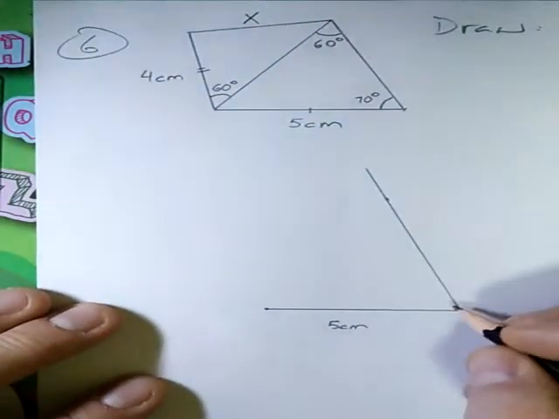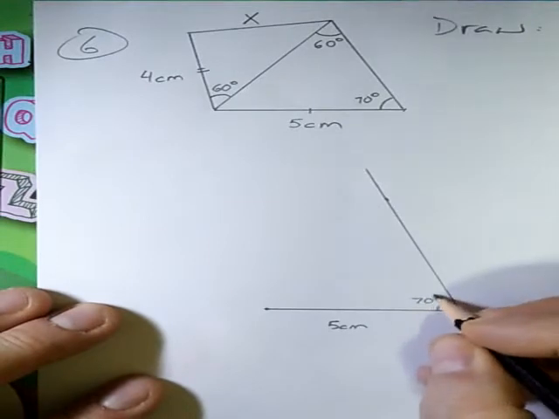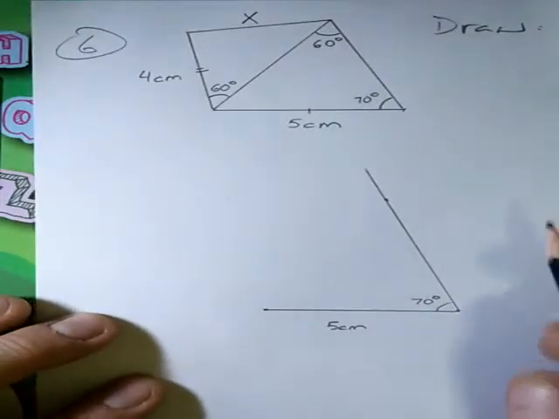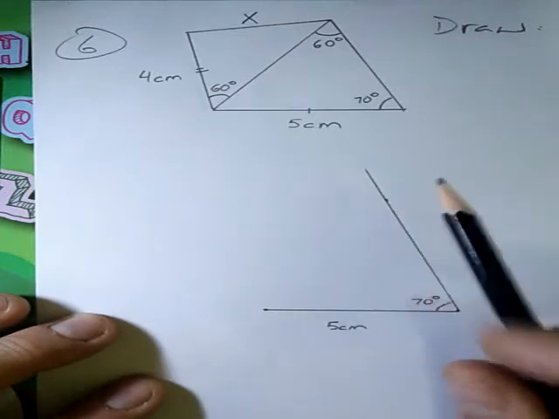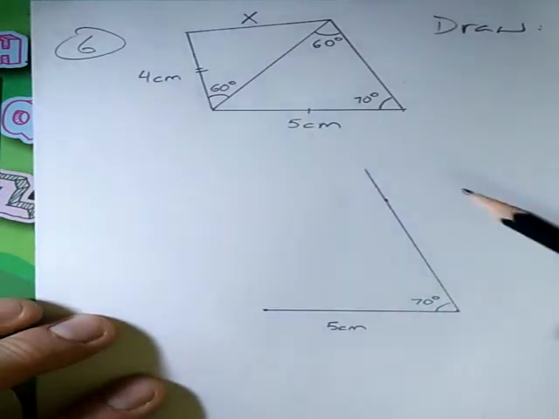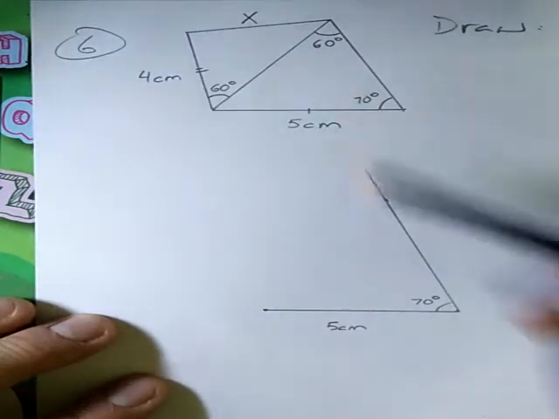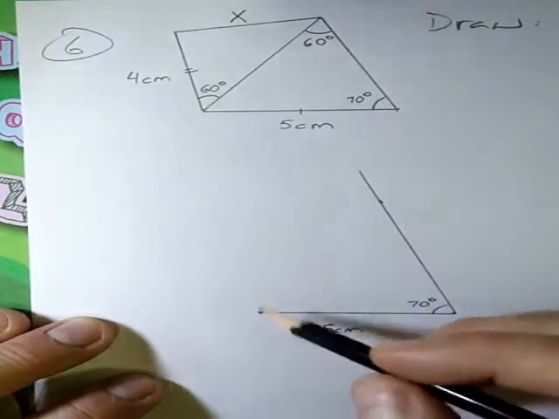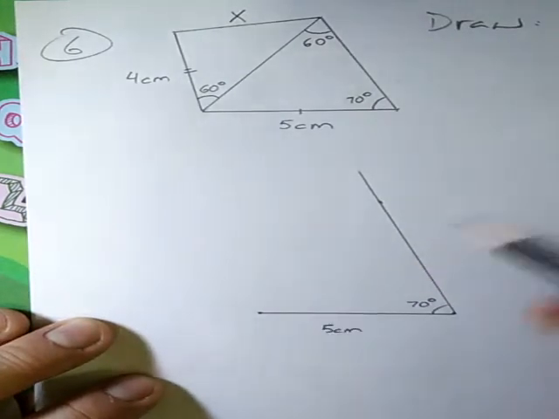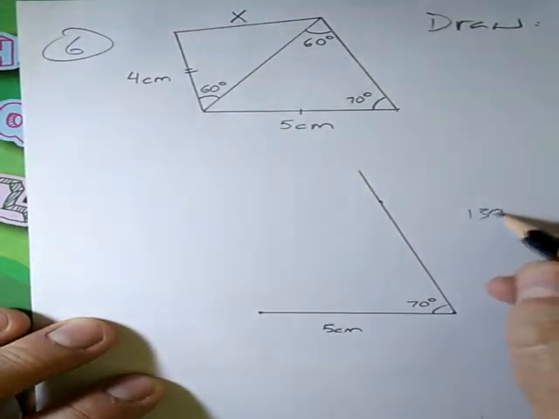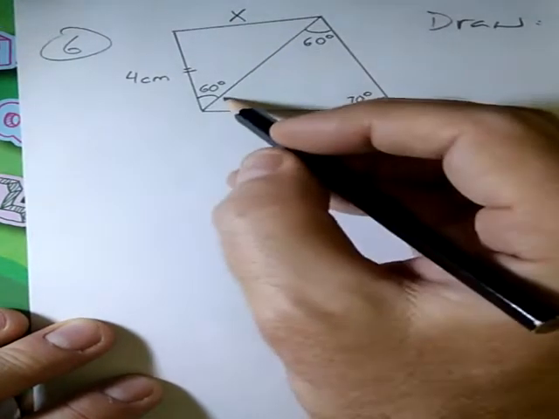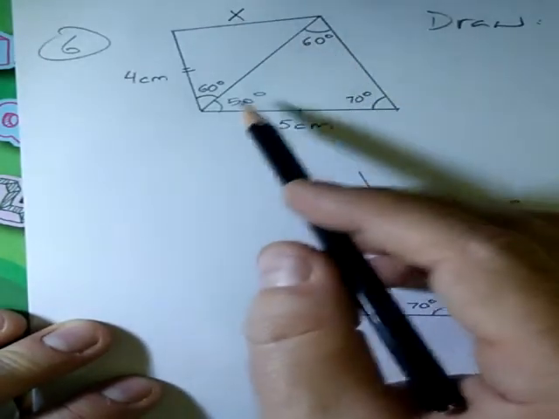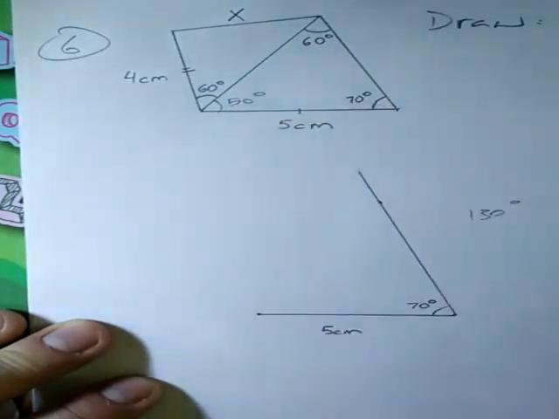Call this 70 degrees. And then I have a 60-degree angle up here. So how am I going to draw that here? Well, I know this is 70 and this is 60, so I can find this angle right here. So 70 plus 60 is 130. So this angle here will be 50 degrees. 60 plus 70, 130 plus 50 is 180.